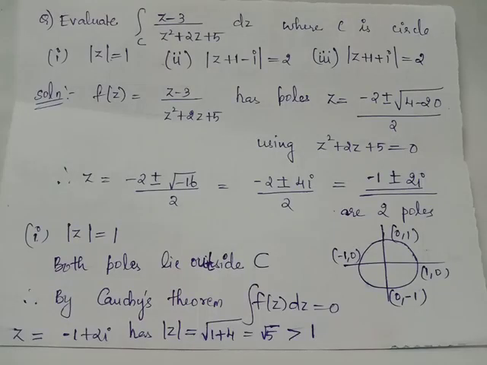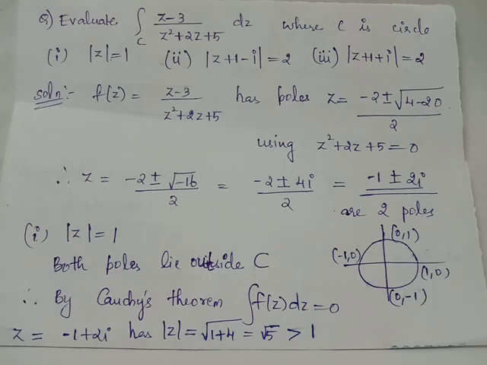Evaluate the integral over C of (z minus 3) dz upon (z square plus 2z plus 5), where C is the circle: modulus of z equals 1, modulus of z plus 1 minus i equals 2, modulus of z plus 1 plus i equals 2. If you consider f of z equals (z minus 3) upon (z square plus 2z plus 5), we have poles obtained by equating the denominator to 0.